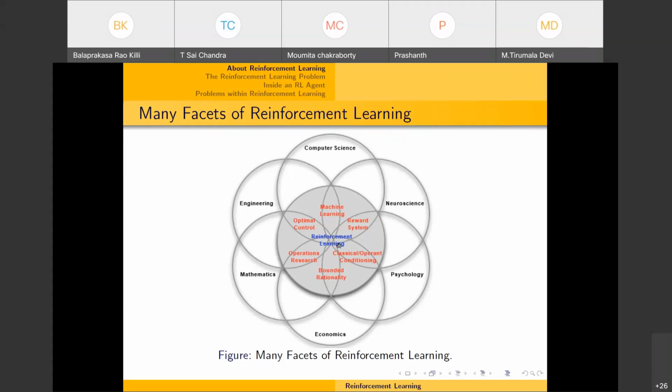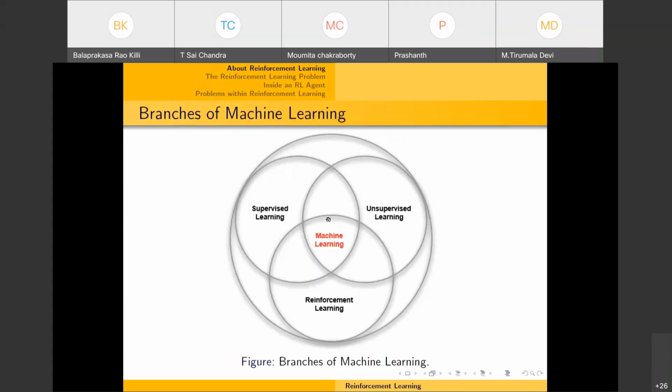So basically, reinforcement learning is a science of decision making. That means problems wherein we have to make a sequence of actions. In those places, reinforcement learning is a better model to use. So we'll see more details about reinforcement learning. In computer science, we study it under the umbrella of machine learning.